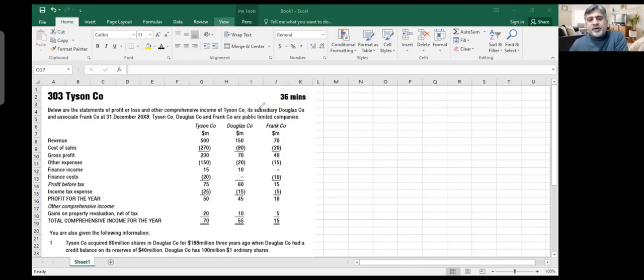Anyway, in this question, they have already told you. One is a subsidiary and one is an associate. The subsidiary will be consolidated line by line. We call it full consolidation. So we are going to add up all these things. And of course, we need to make some adjustments.